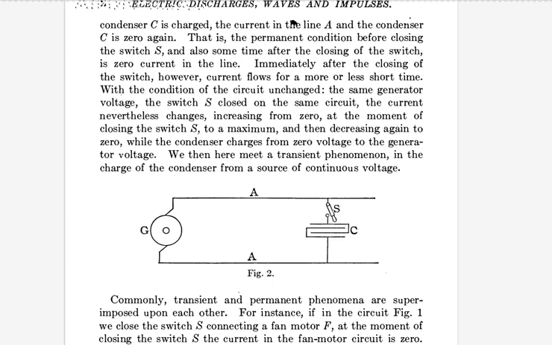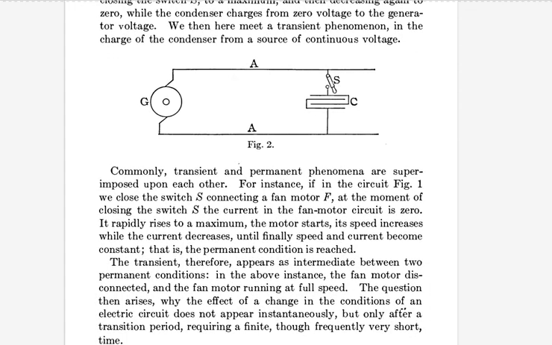That is, the permanent condition before closing the switch S, and also some time after the closing of the switch, is zero current in the line. Immediately after the closing of the switch, however, current flows for a more or less short time, with the condition of the circuit unchanged. The same generator voltage, the switch S closed on the same circuit, the current nevertheless changes, increasing from zero, at the moment of closing the switch S, to a maximum, and then decreasing again to zero, while the condenser charges from zero voltage to the generator voltage. We then here meet a transient phenomenon, in the charge of the condenser from a source of continuous voltage.